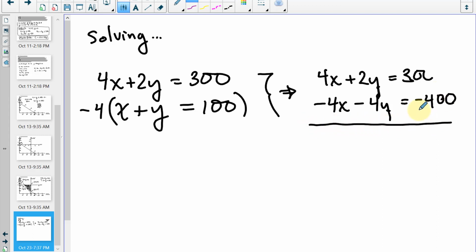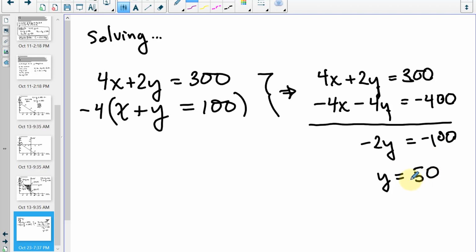Because upon adding those two together, these terms will cancel out. I'll get an equation with one variable. It actually becomes -2y equals -100. So we know y has to be 50.